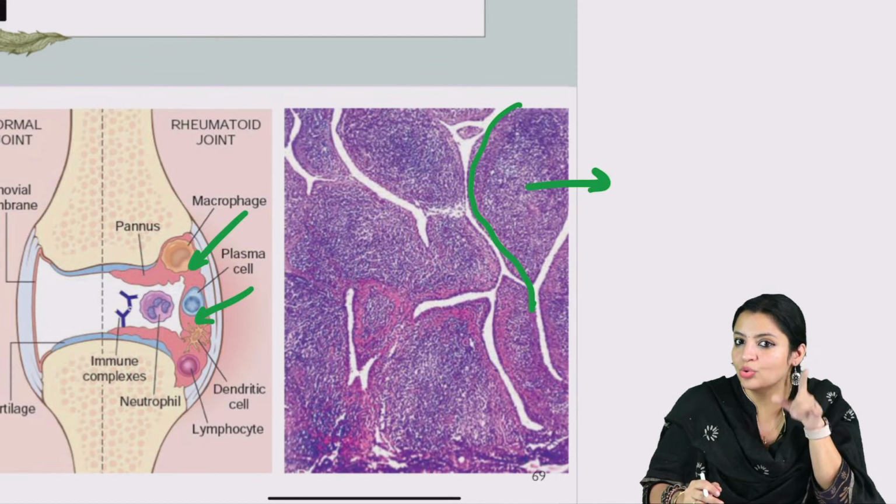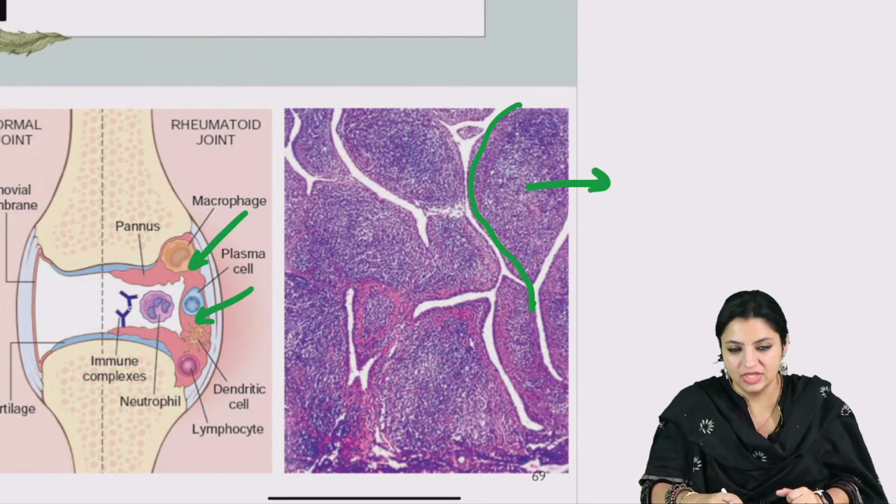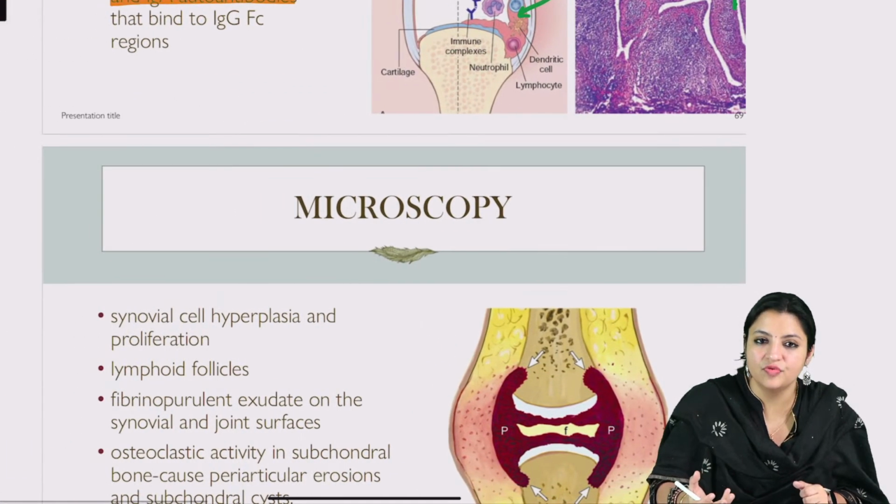Apart from that, you should also remember that after a point of time, osteoclasts are going to get activated and they will start eating the joints. They'll start eating the bone. They'll start resorbing the bone. So whatever we have started here, can we relate to these four findings simply?